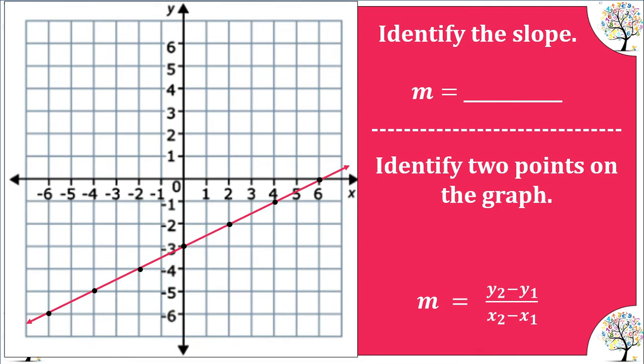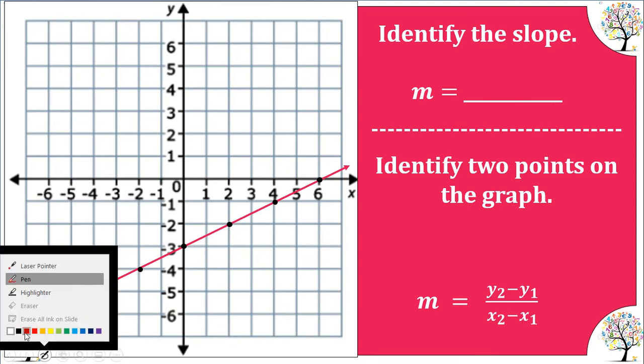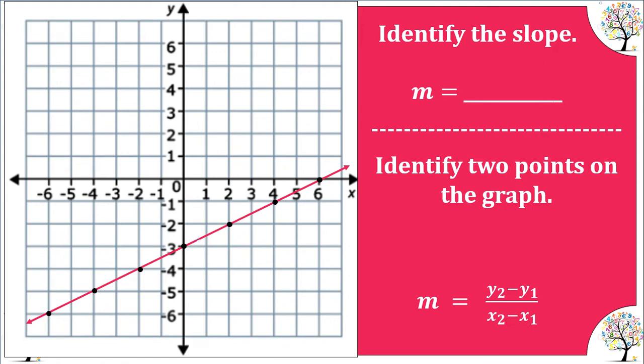Okay, let's identify the slope graphically first. This time, let's try purple. Again, you can use any 2 points. I'll just go with this one and this one. I'm going to work from left to right. I'm going to go up 1, so that's the vertical change, and going to the right is 2. So we have 1/2 as our slope.